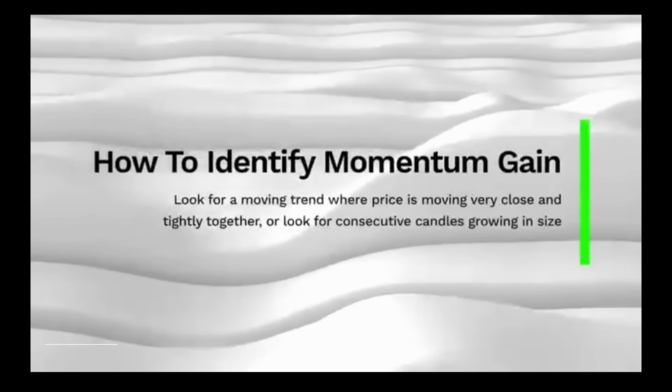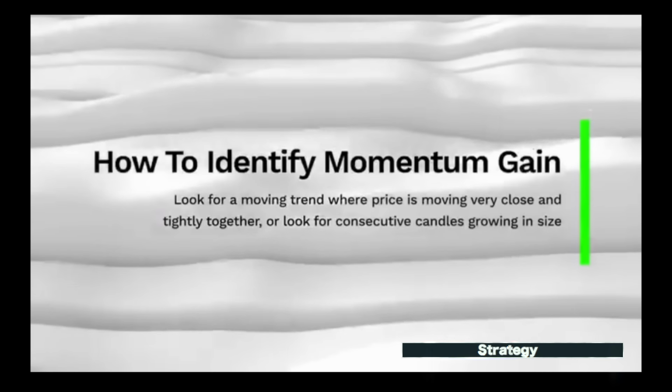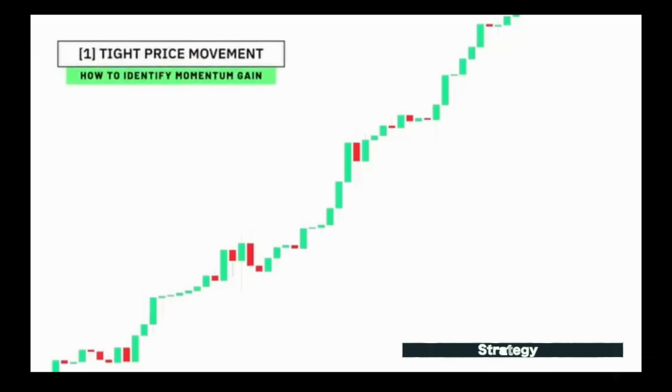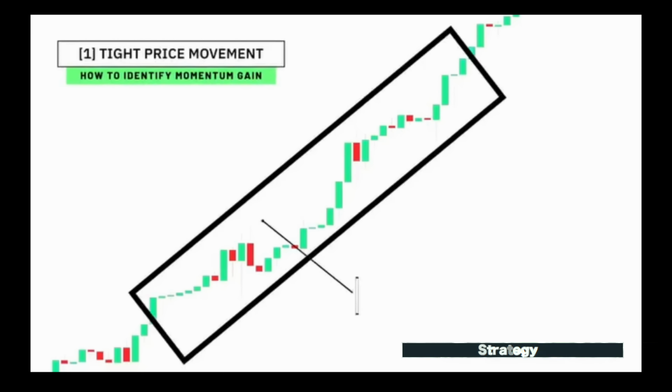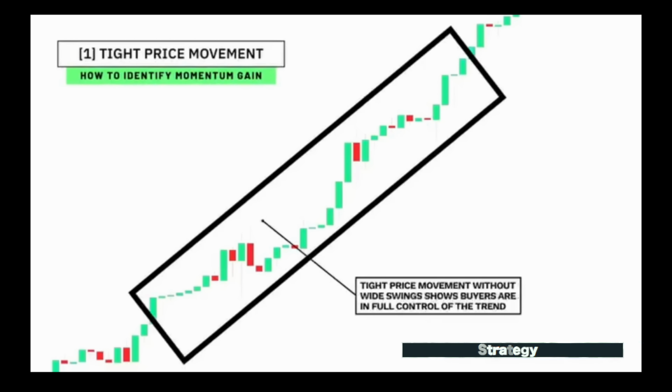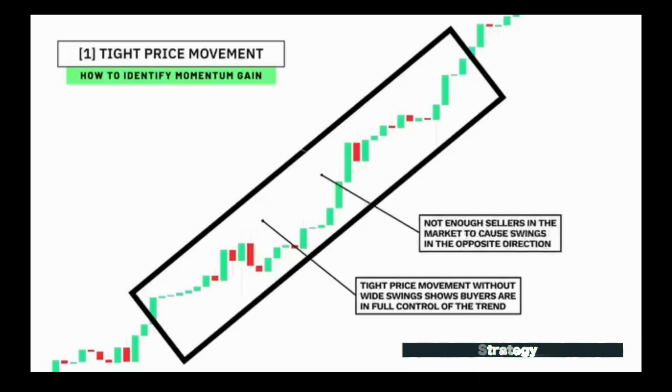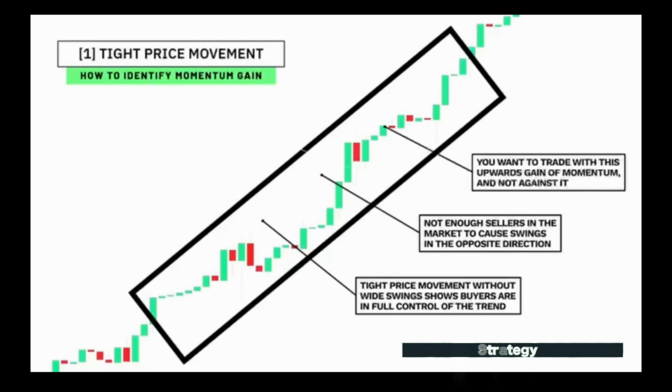So, how do you identify momentum gain? The first way to identify momentum gain is to look for tight price movement. In an uptrend, notice how prices move tight together without wide swings, which shows buyers are in full control and that not enough sellers are in the market to cause swings in the opposite direction. You want to trade with this upwards gain of momentum and not against it.